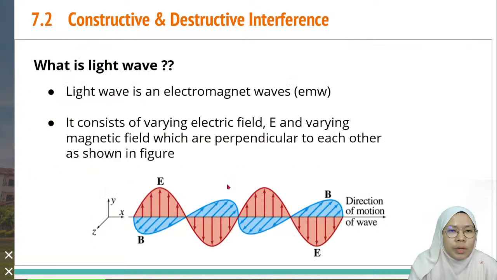So what is light wave? Light wave is an electromagnetic wave, which means it consists of a varying electric field and a varying magnetic field, which are perpendicular to each other. You can refer to the diagram over here. This is the electric field in red, and the magnetic field is blue. One thing about light wave is that it will not be deflected by an electric field or a magnetic field. So light wave can travel in a straight line, and it does not require any medium. Unlike mechanical waves, such as water waves, where the wave needs a medium, which is water, to propagate, light wave does not require any medium.